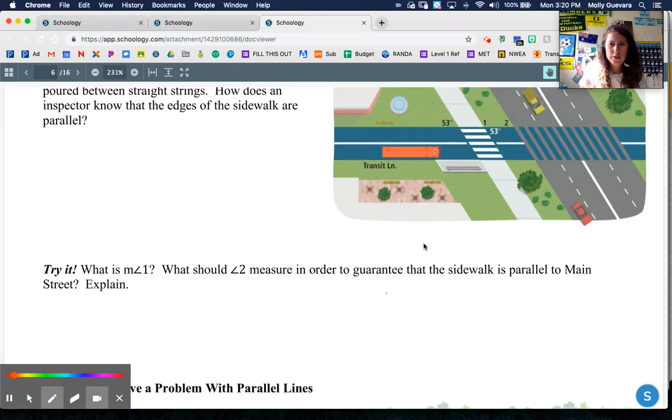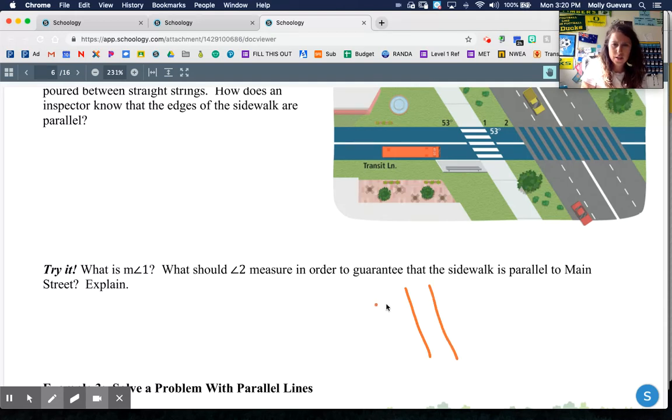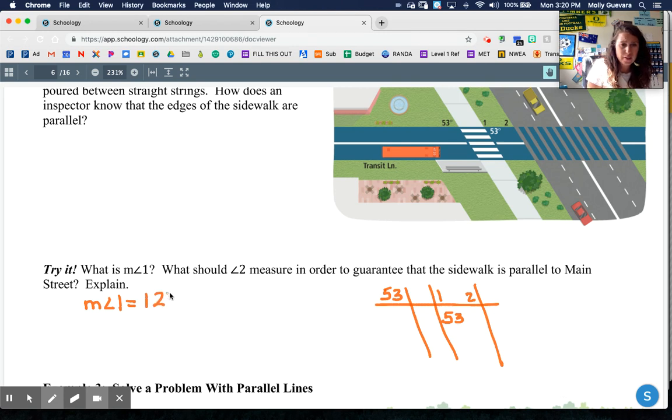Okay, so if we drew this again, right here I have my sidewalk. This is 53. This is angle 1. This is 53. And here's angle 2. Okay, so I see that angle 1 and 53 are a linear pair, because they add to 180. So the measure of angle 1 is 180 minus 53, which is 127.